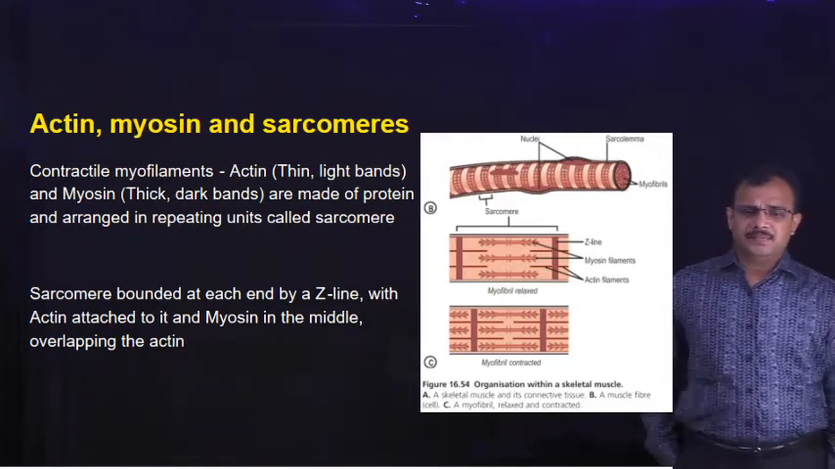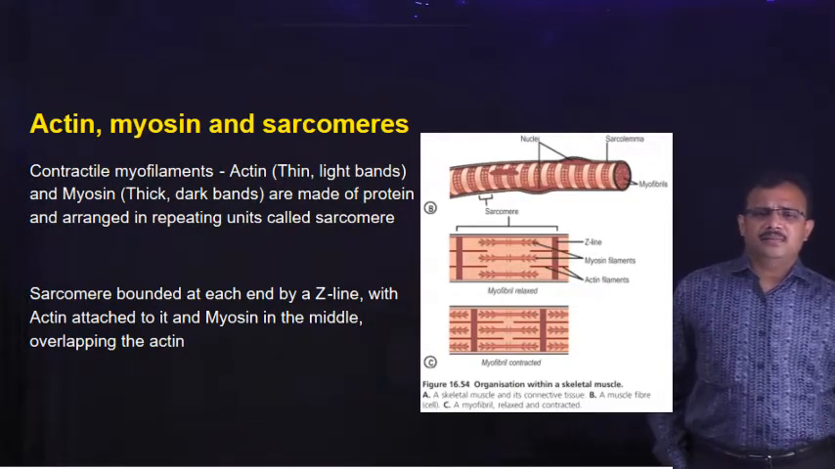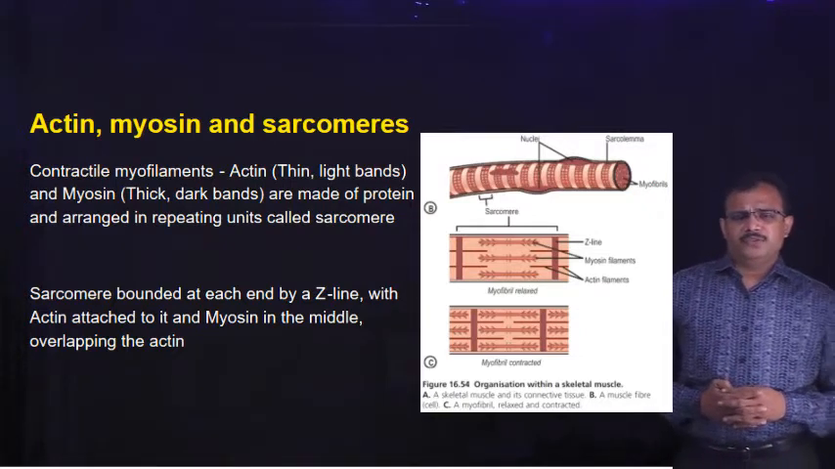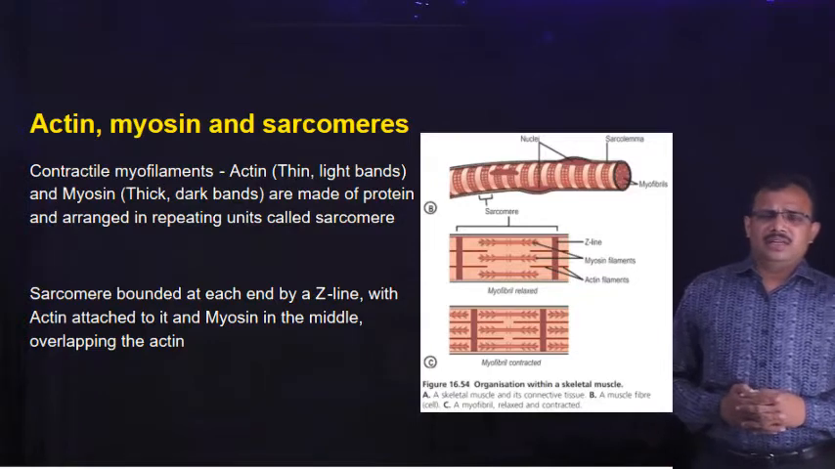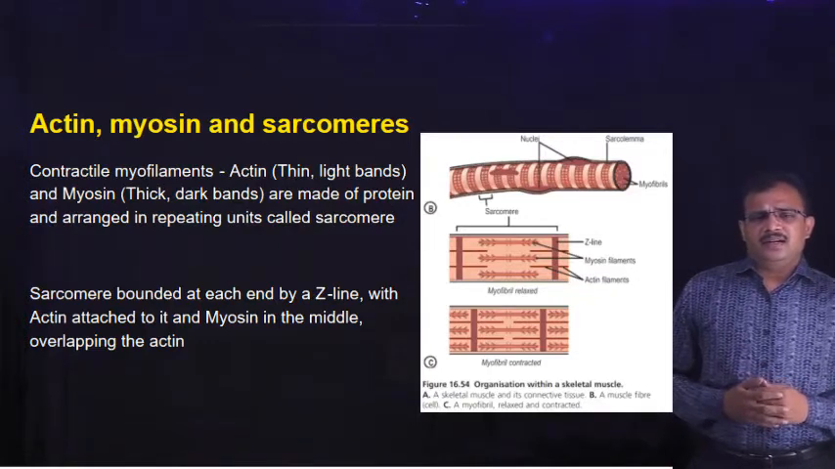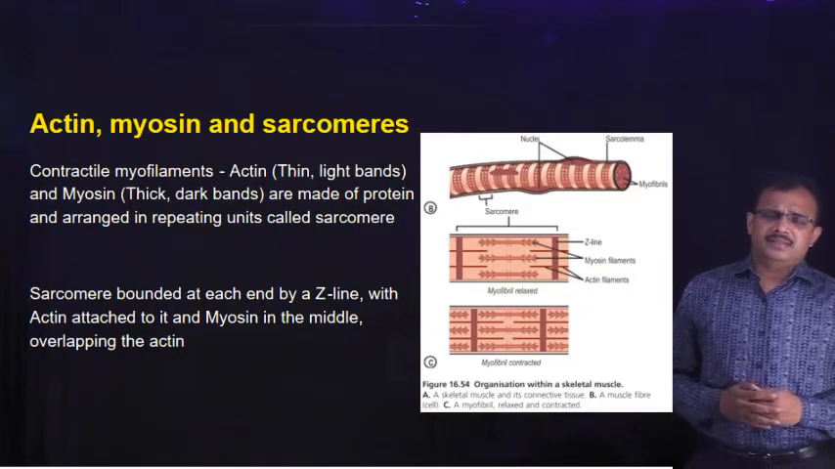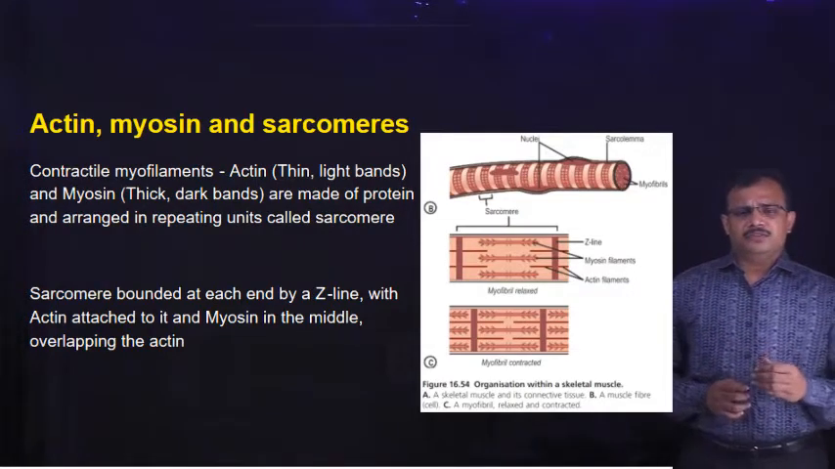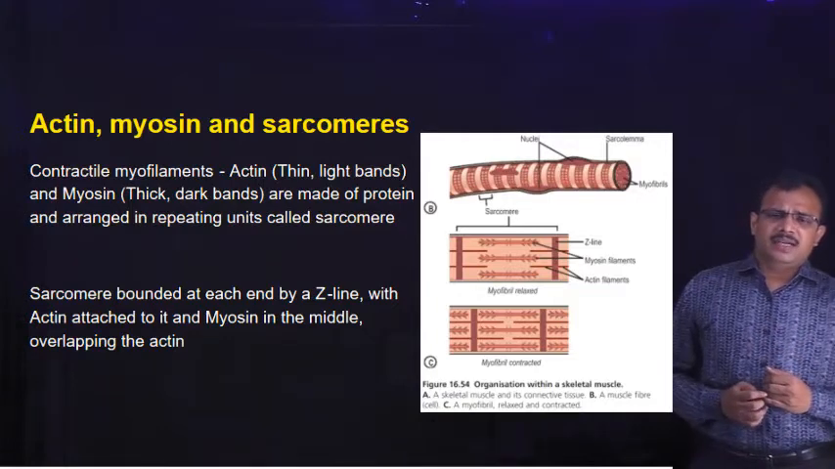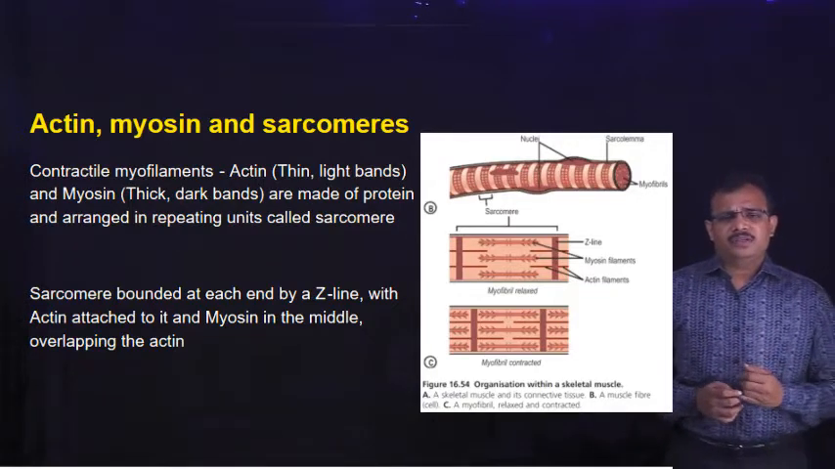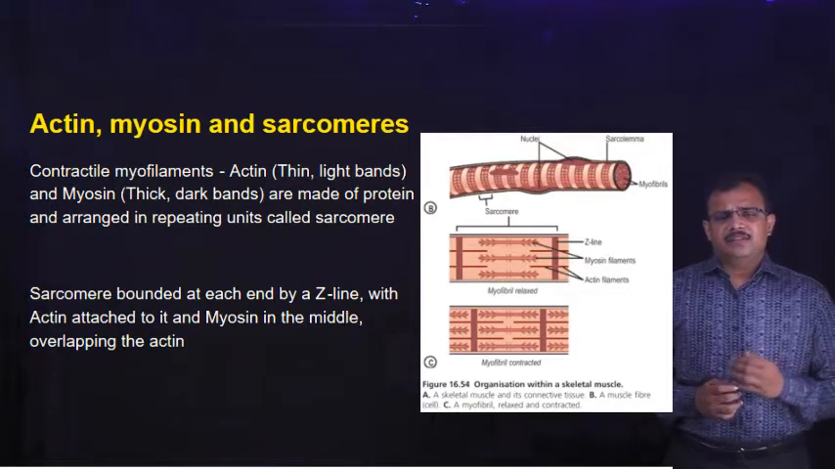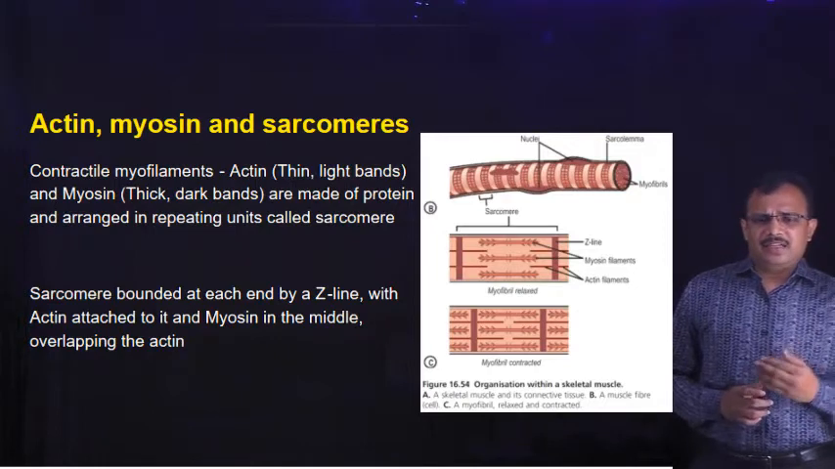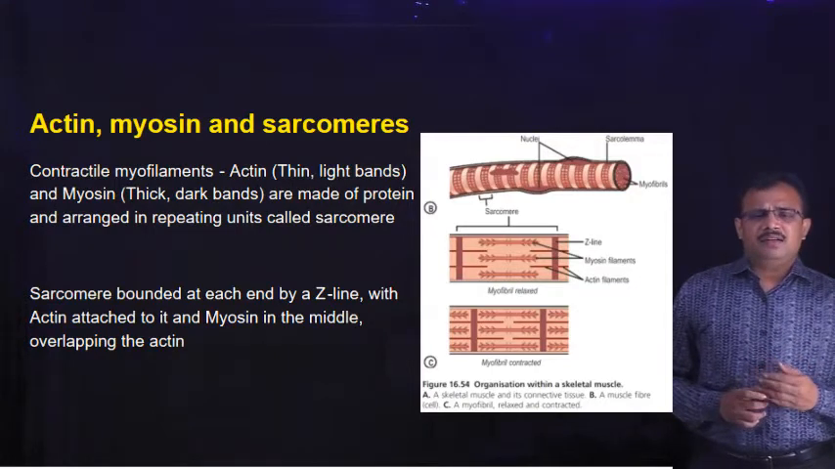We have seen that the myofilaments present in the skeletal muscle cell are actin and myosin, and this actin and myosin are arranged alternately, and the banded appearance that is evident for this skeletal muscle cell is because of this actin and myosin. And this actin and myosin can also be called thin filaments and thick filaments. So thin filaments are actin, whereas thick filaments are myosin.